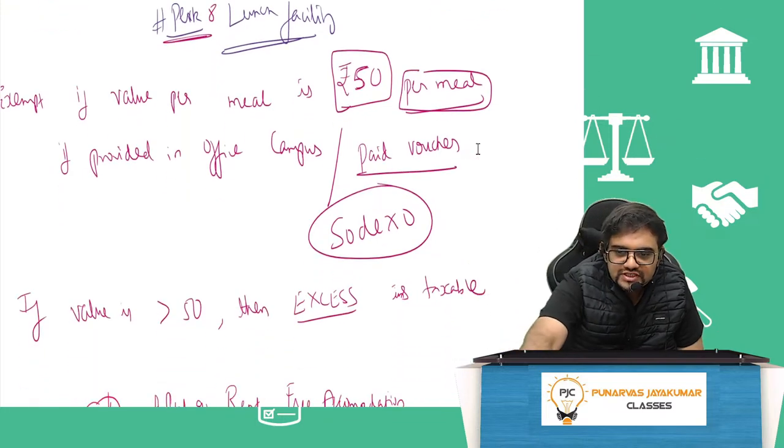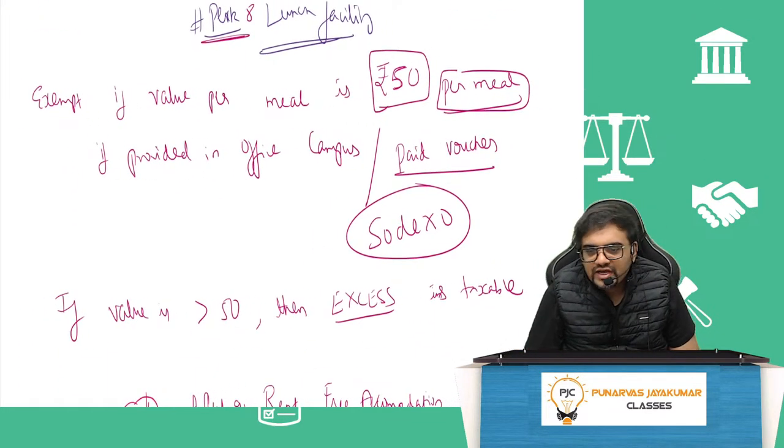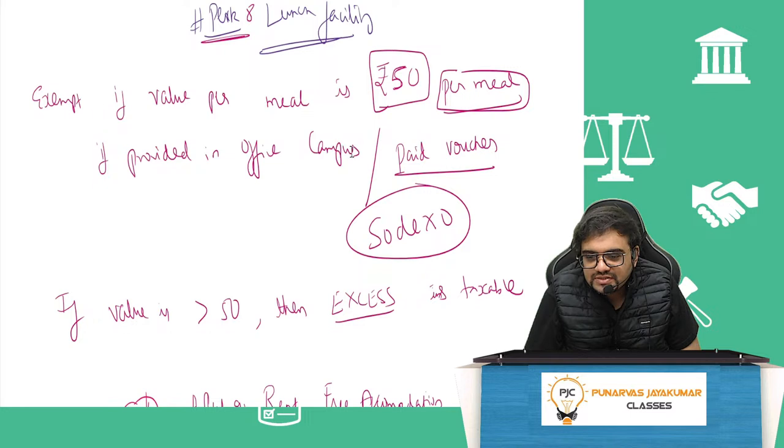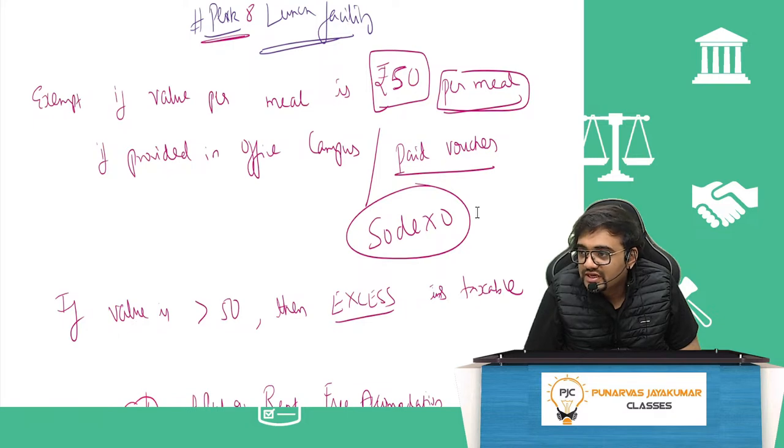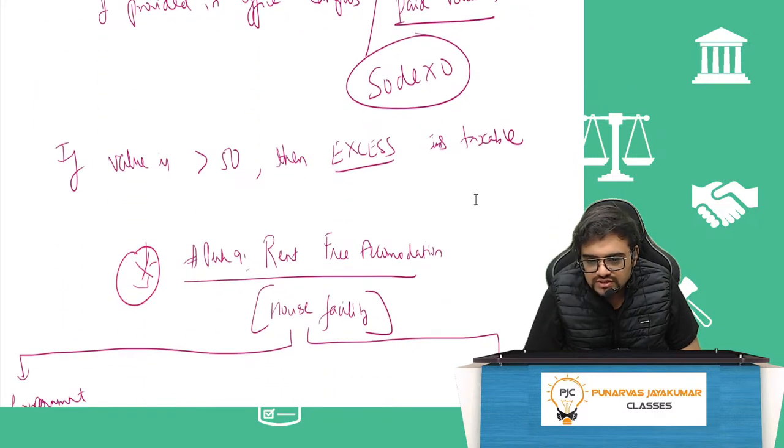Next, lunch facility. Exempt if the value of the meal is 50 rupees per meal. Provided in the office campus, or paid voucher, that is Sodexo coupon and all those things. Sodexo coupon, you will get. If value is more than 50, the excess is taxable. Nobody uses this practically, guys, but in theory they will give 50 rupees.